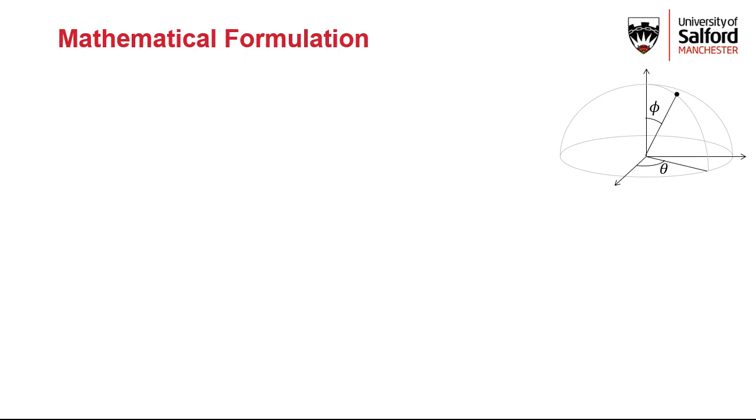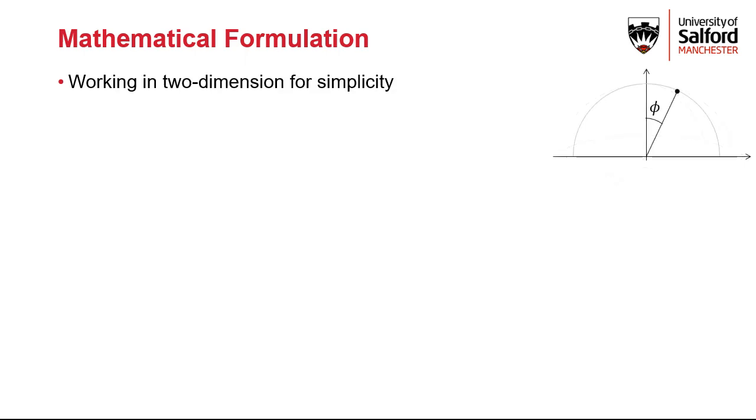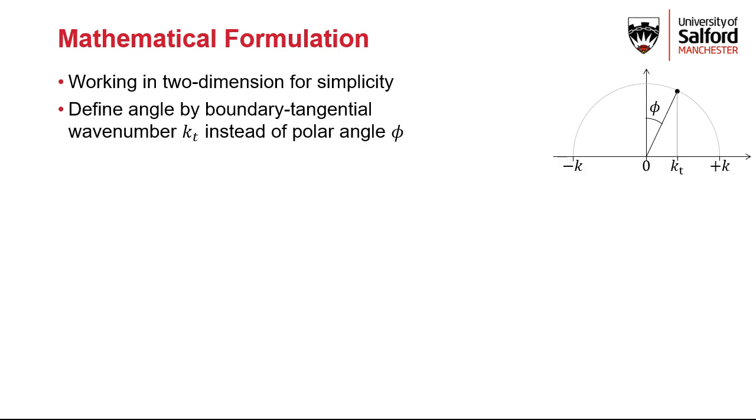So I'm going to talk about the mathematical formulation first. I'm working in two dimensions for simplicity, so rather than this hemisphere, I'll just have an arc, with a polar angle. But rather than using that, I'm actually going to work with boundary tangential wave number. There's a component of wave number tangential to the boundary, you can see that there. And it's related to the polar angle theta by kt equals k sine theta, for kt in the range minus k to plus k, where k of course is the wave number in the domain. But you can actually extend this, it's quite useful.